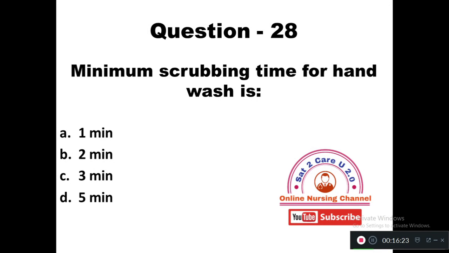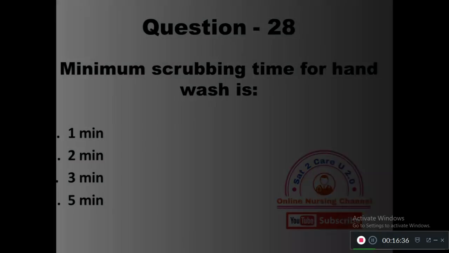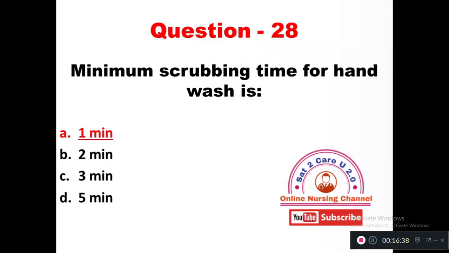Minimum scrubbing time for hand wash is A, 1 minute, B, 2 minutes, C, 3 minutes, D, 5 minutes. So minimum scrubbing time for hand washes, option A, 1 minute.